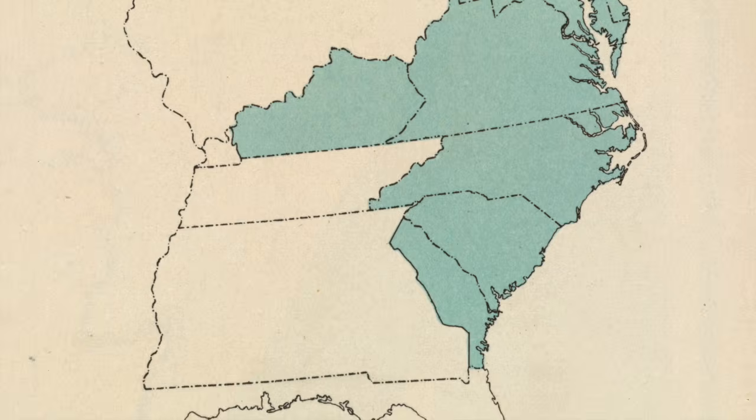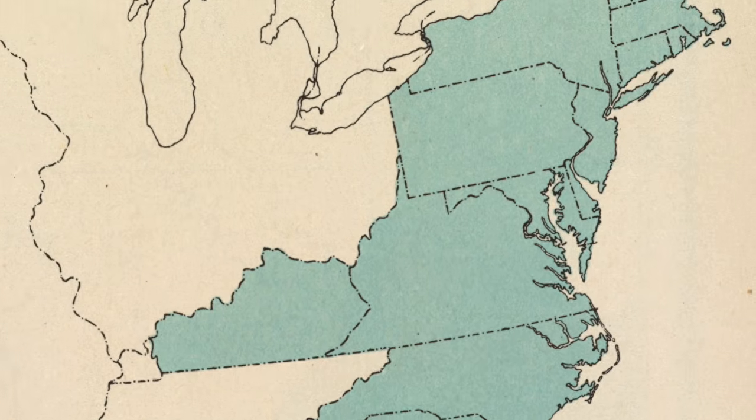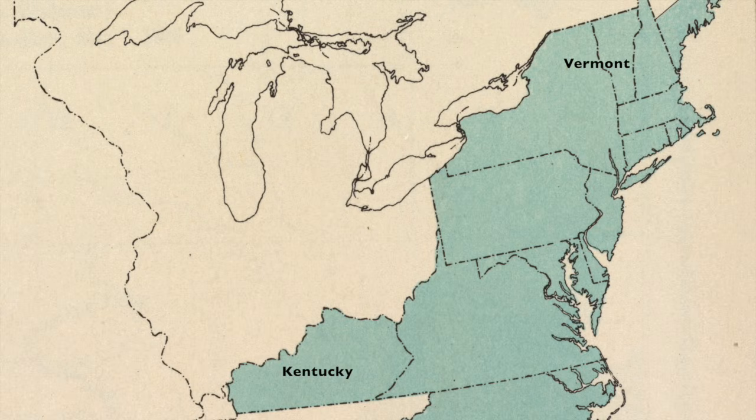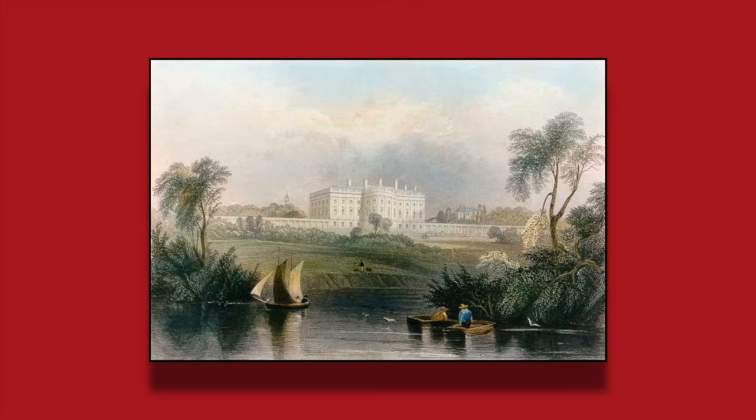Fun facts. This election was the first in which each of the original 13 states appointed electors. The new states of Kentucky and Vermont also had electors. It was also the only presidential election that was not held exactly 4 years after the previous election.